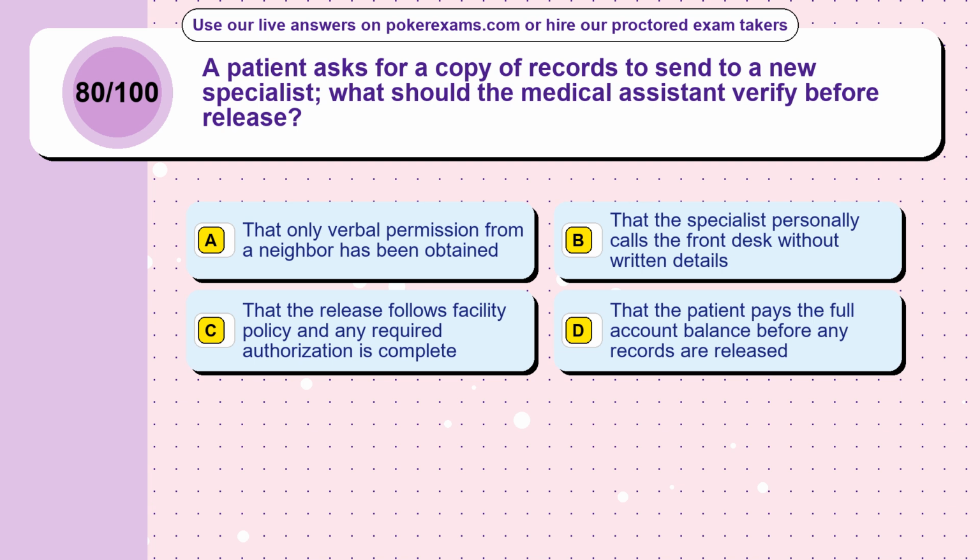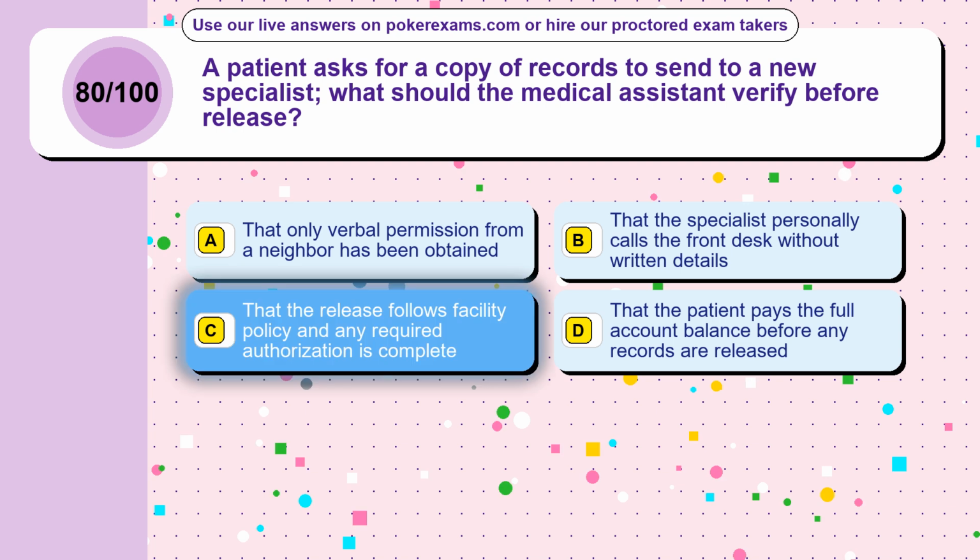Option A. That only verbal permission from a neighbor has been obtained. Option B. That the specialist personally calls the front desk without written details. Option C. That the release follows facility policy and any required authorization is complete. Option D. That the patient pays the full account balance before any records are released.